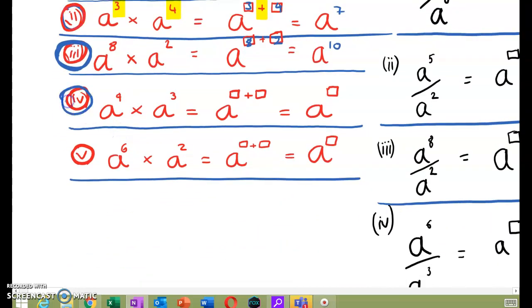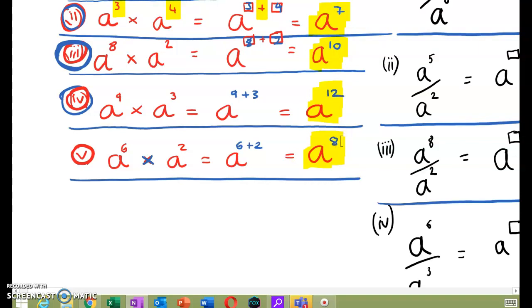For the fourth one, it's going to be a to the power of 9 plus 3, which is a to the power of 12. Now you don't need these boxes. I just put these boxes in here to help you do them, but you don't need to do them when you're doing these questions. A to the power of 6 multiplied by a to the power of 2 means a to the power of 6 plus 2, which means a to the power of 8. So there's the answers for those 4 questions that you had to do. I hope you did them okay.